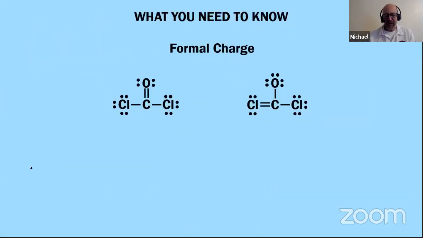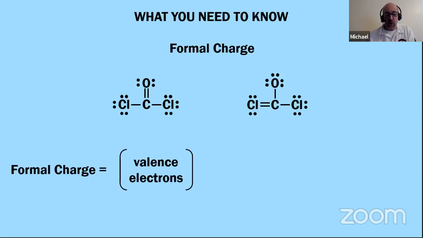Okay, well, I mentioned that we have more than one way to write a Lewis structure, but now I want to talk about which one is preferred. And this brings up a concept known as formal charge. So here's how we define formal charge. Start with the number of valence electrons that the atom normally has. You get that off the periodic table.